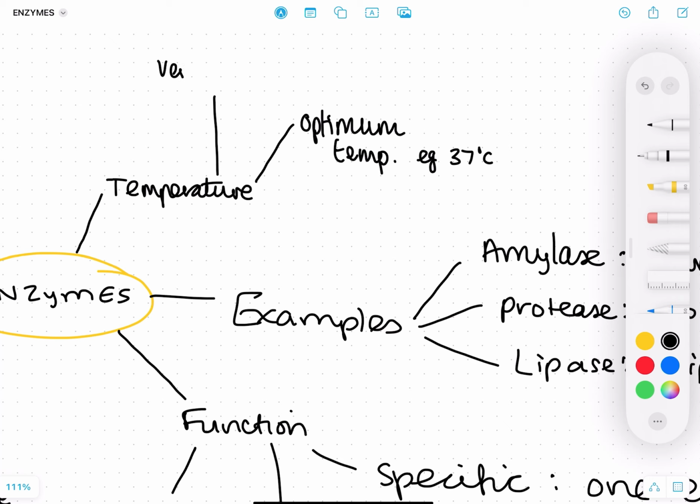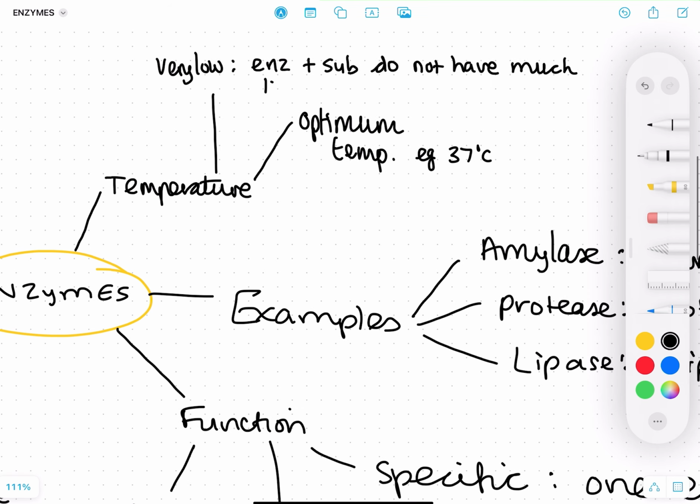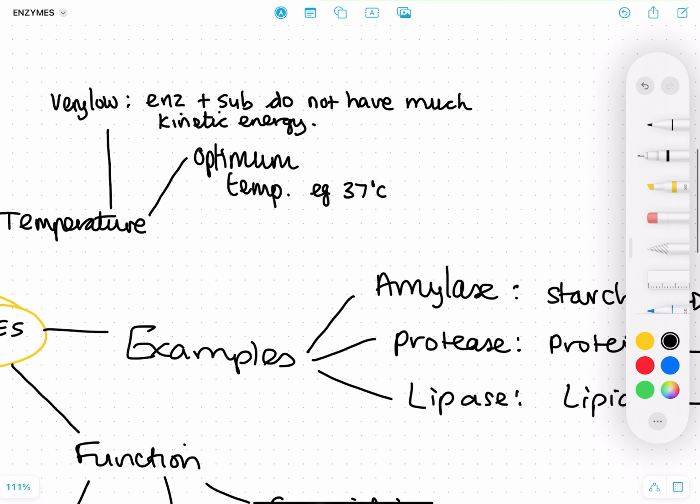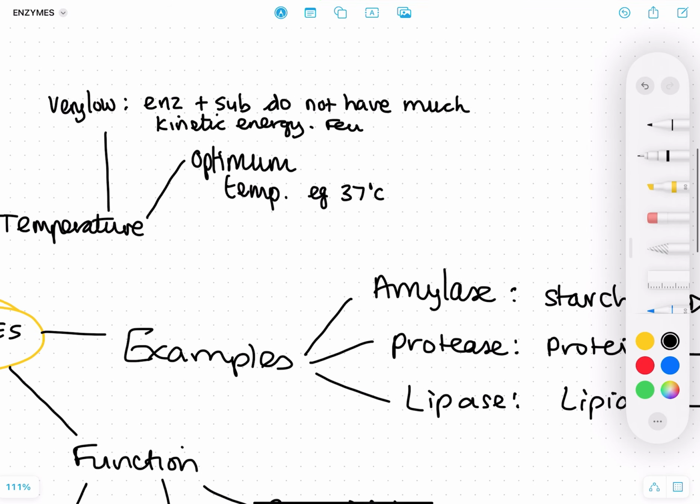If the temperature is very low, the enzyme, ENZ for short, and the substrate, SUB for short, do not have much kinetic energy. You would have heard of this word in physics and also possibly in chemistry. If the enzyme and substrate do not have much kinetic energy, there will be fewer successful collisions between the substrate and the enzyme's active site.